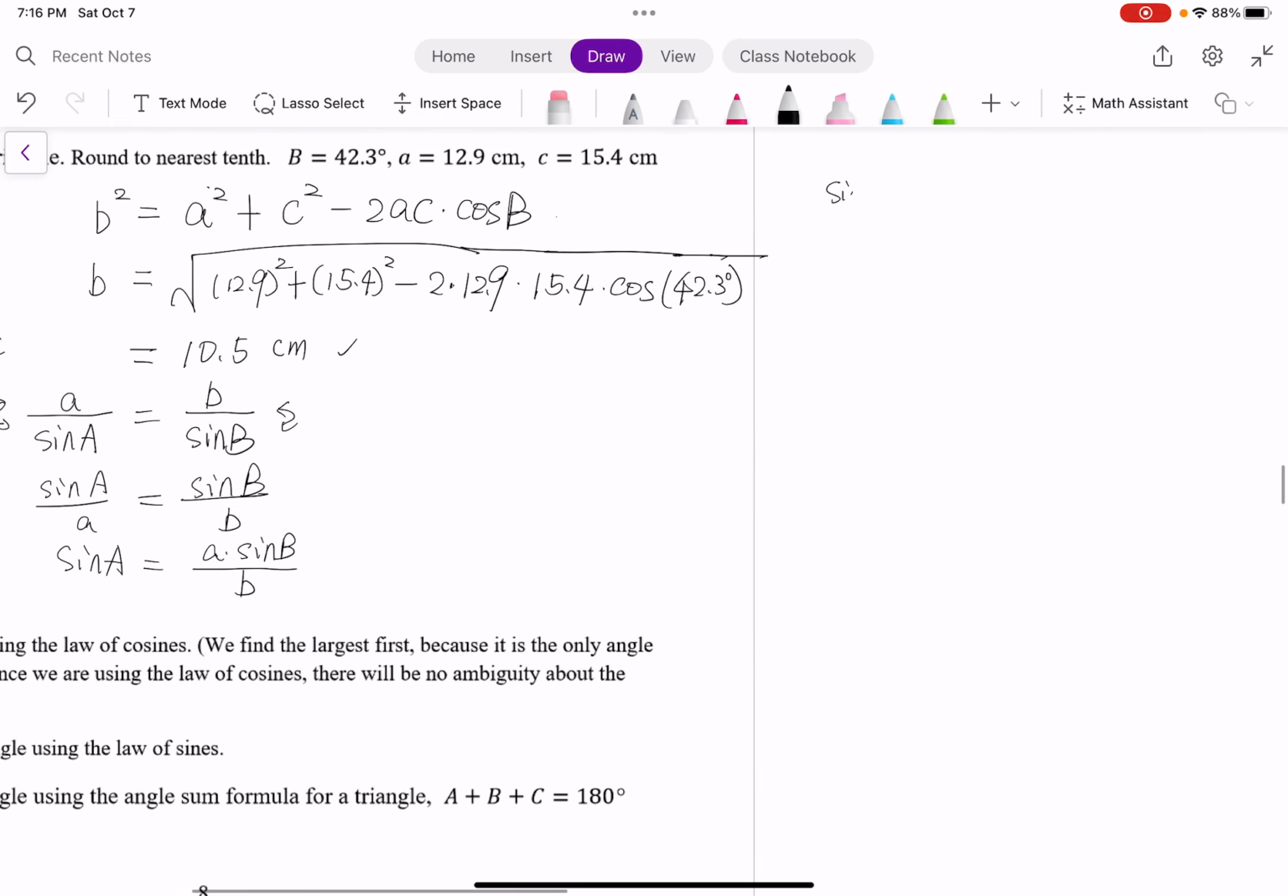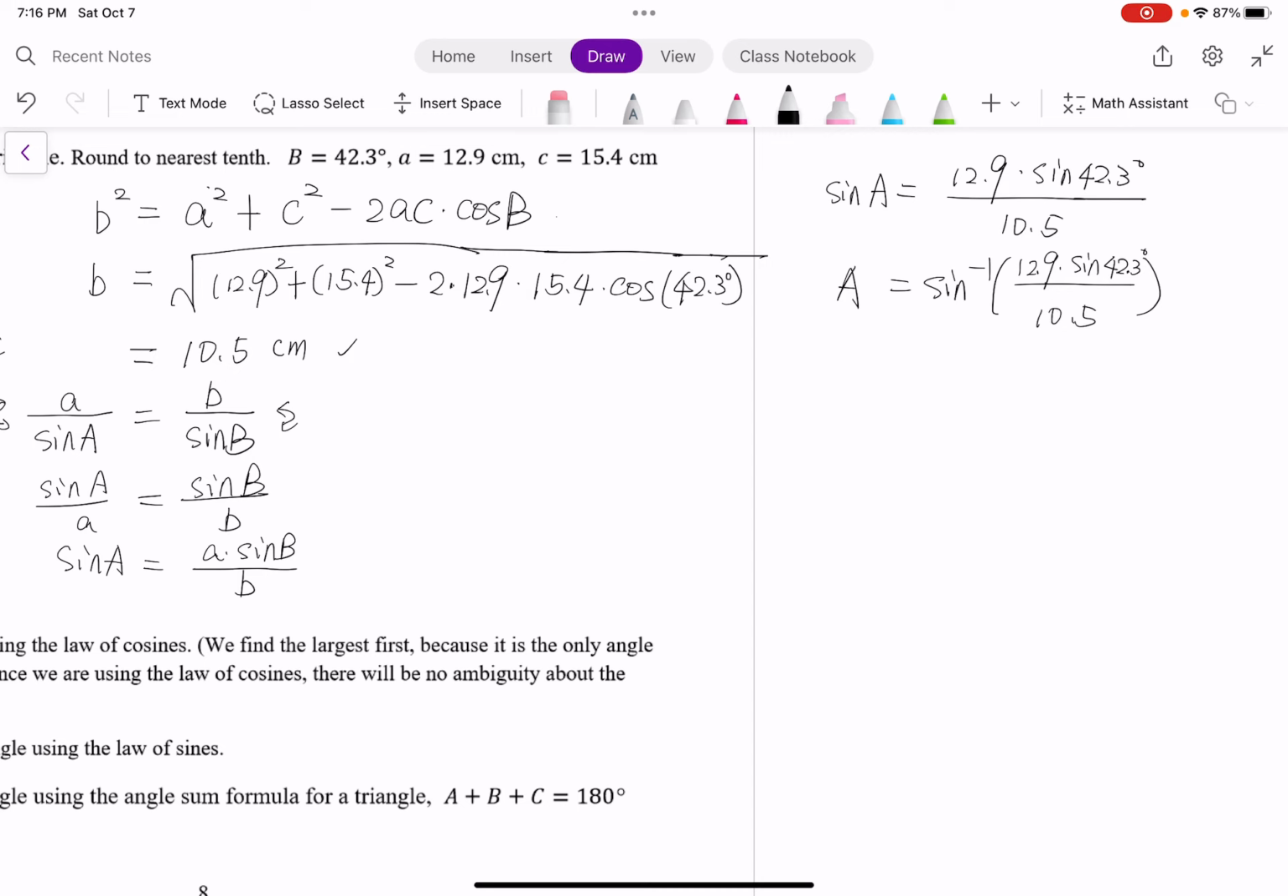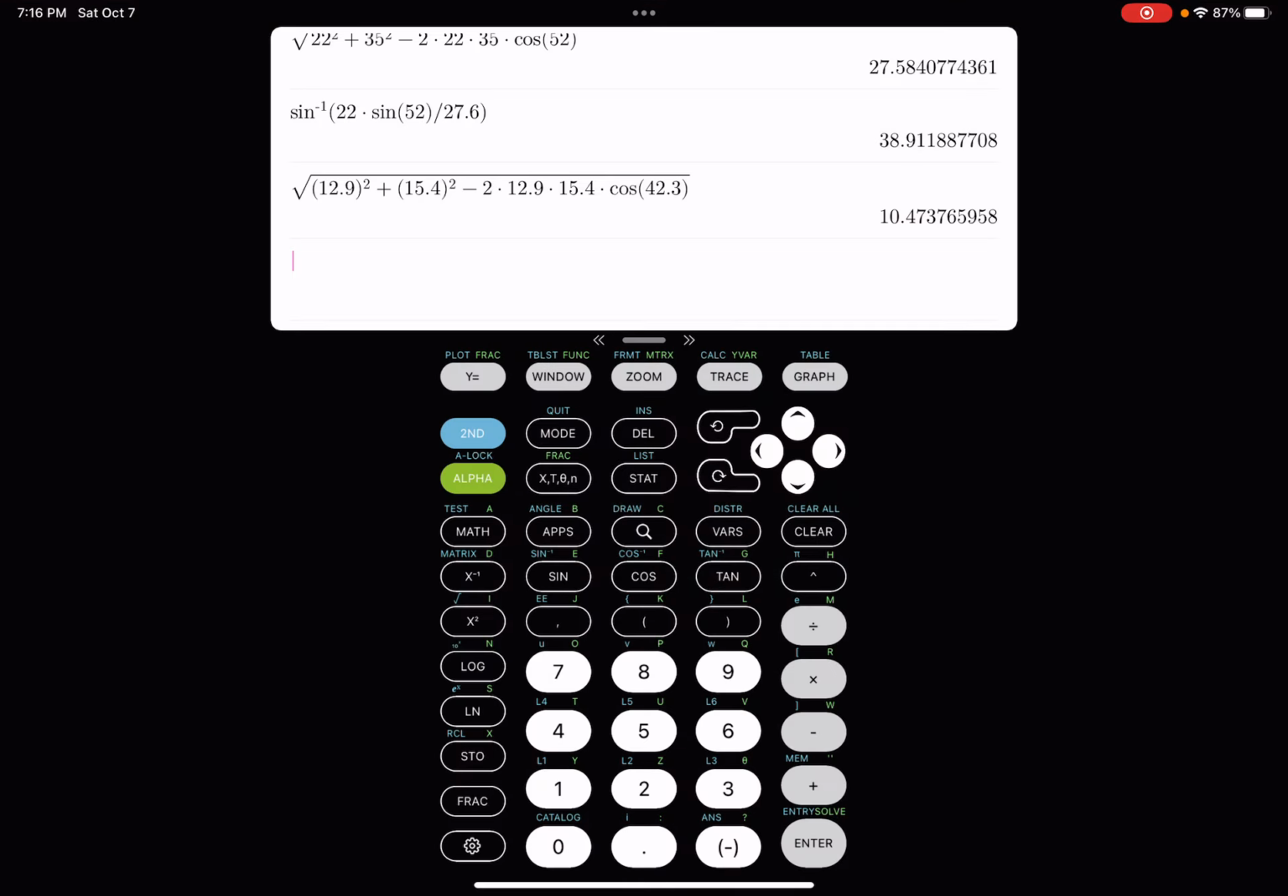So sine A equals a, what is a? 12.9. Sine B is sine 42.3 degrees, all divided by b. b is 10.5. Then the angle A is the inverse of sine of all of this. So that's 12.9 times sine 42.3 degrees, all divided by 10.5. So let's use our calculator to find this.